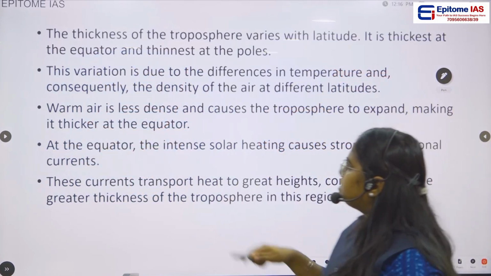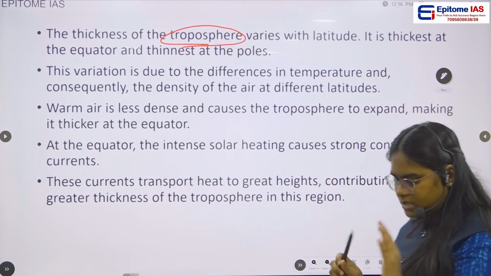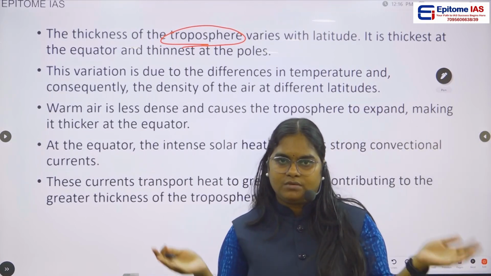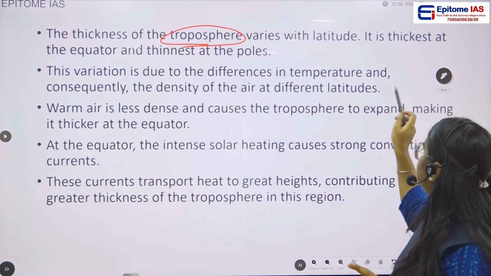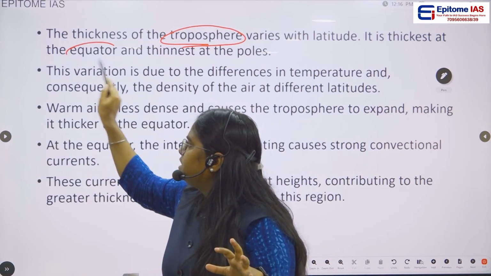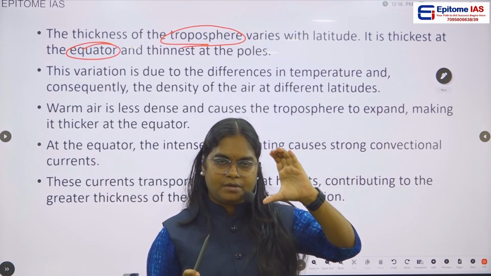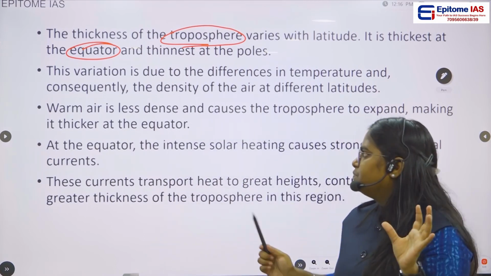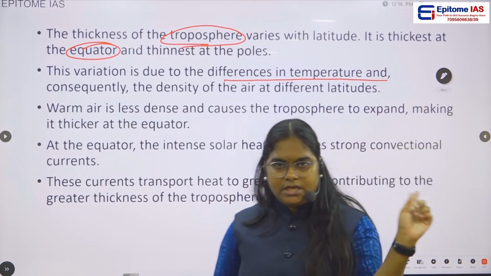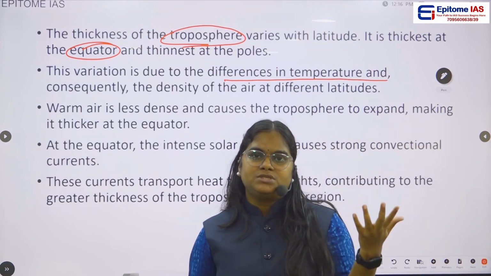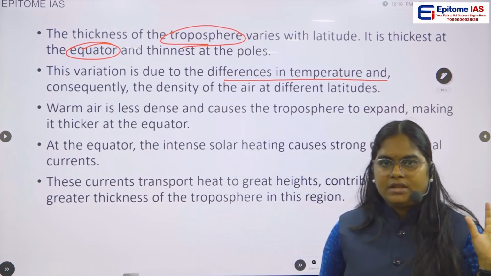If you see here, yes, the thickness of the troposphere varies with latitude. The thickness of the troposphere is not equal everywhere; it varies with the latitude. And if you see the equatorial latitude, the thickness of the troposphere is much higher compared to the polar latitude. This variation is due to differences in temperature. In the equatorial region, the temperature is going to be high compared to the polar regions.